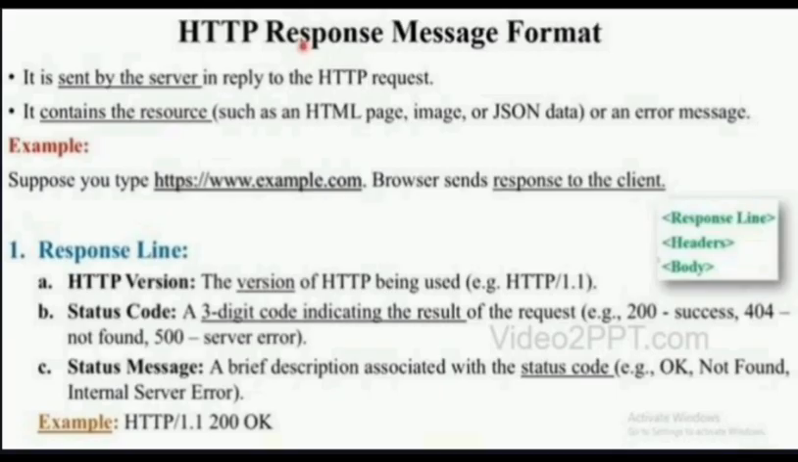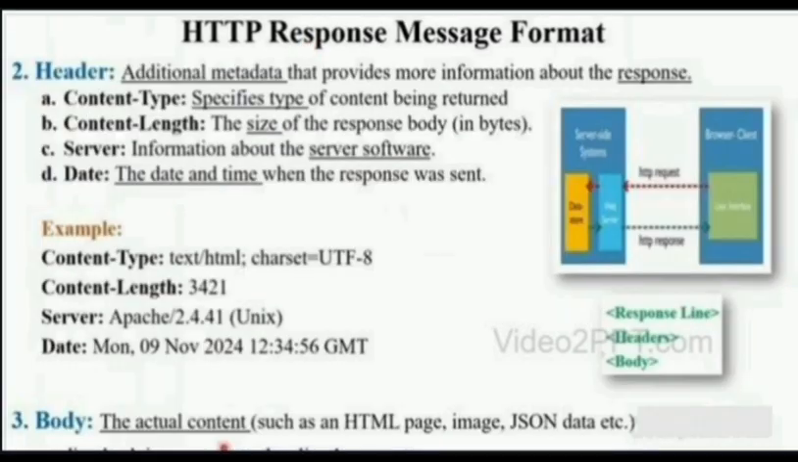Status code, a 3-digit code that indicates the result of the request. For example, 200 means success, 404 means the resource was not found, and 500 indicates a server error. This is the status code. Status message, a brief, human-readable description associated with the status code, such as OK for a 200 code or Not Found for a 404 error. After the response line, which indicates the status, we examine the header and the body.